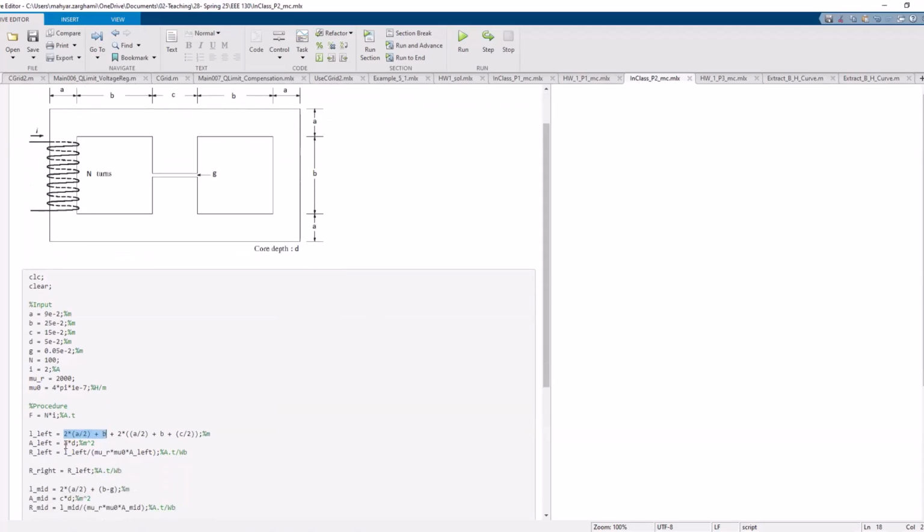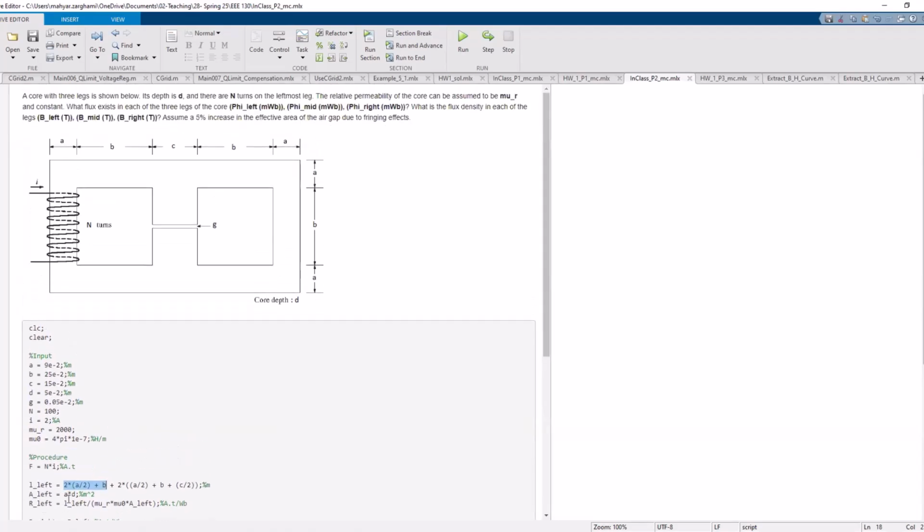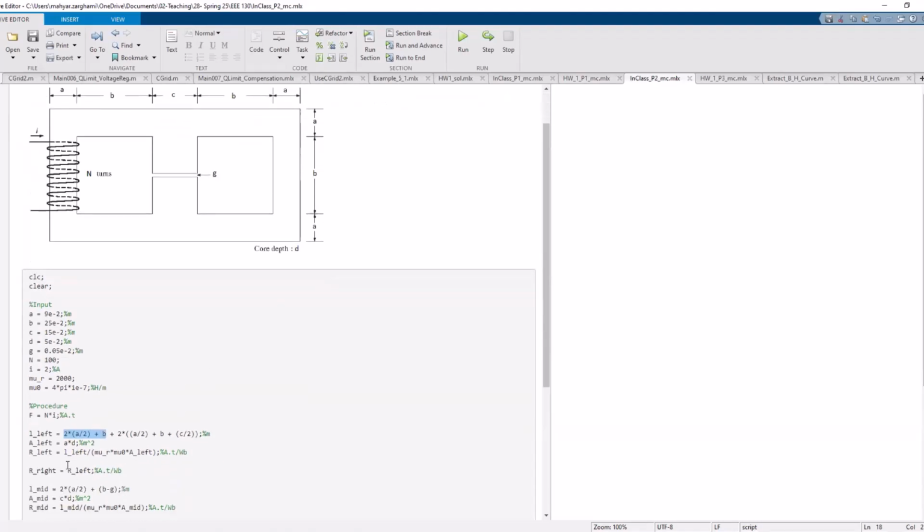So A, or the cross-section on the left-hand side, would be A times D. A times D is the core depth. So reluctance on the left-hand side would be L over mu times A, right? R on the right-hand side would have exactly the same dimensions, the same characteristics as the left-hand side, because this is a symmetrical shape. So R on the right-hand side would be the same as R on the left-hand side.